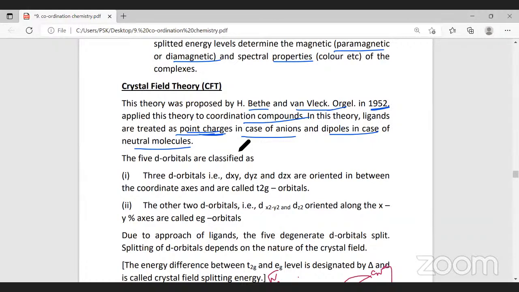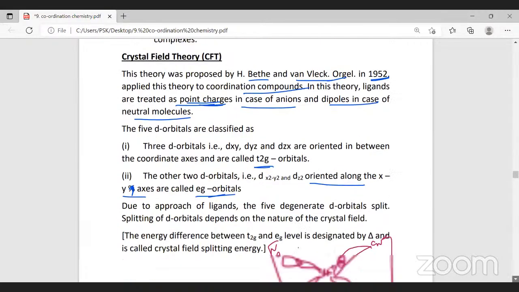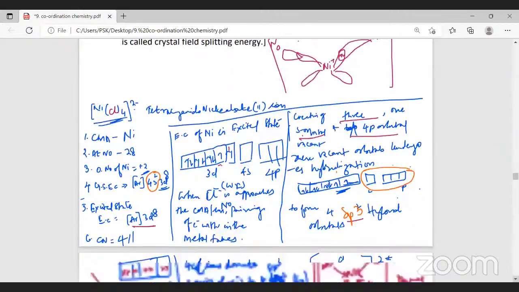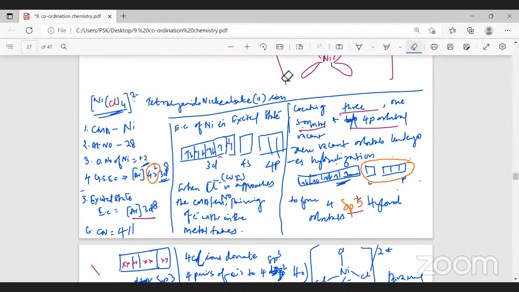Now, the 5 d orbitals are classified as follows. The 3 d orbitals xy, yz, and zx are oriented between the axes, and they are called T2g orbitals. The 2 d orbitals, dx square minus y square and dz square, are oriented along the axes, and they are called eg orbitals. Don't get confused by all this. Due to the approach of ligands, the 5 degenerate orbitals split. Splitting of d orbitals depends on the nature of the crystal field. The energy difference between the T2g and eg levels is designated by delta, and it is called crystal field splitting. Anyway, don't worry about it. I'm going to teach you in detail now the postulates of crystal field theory.